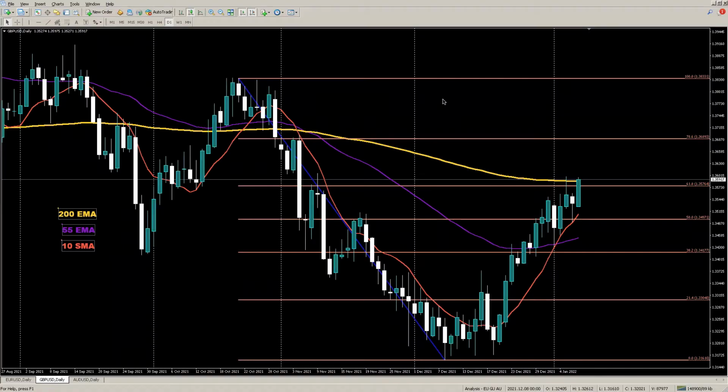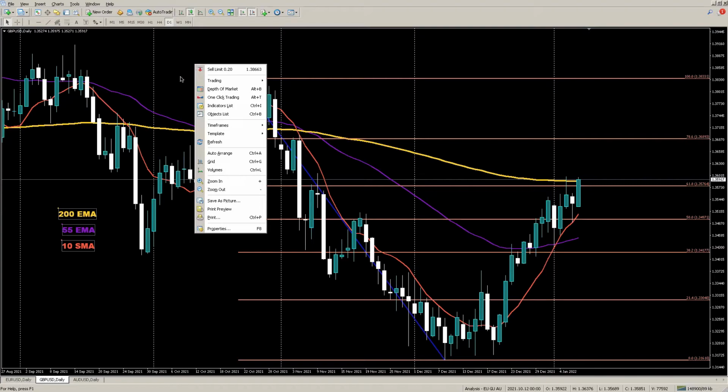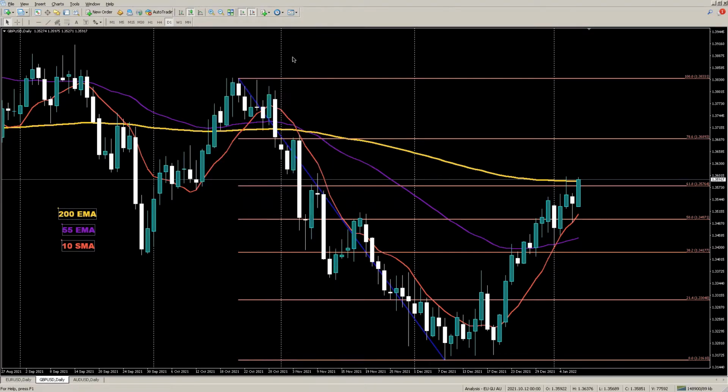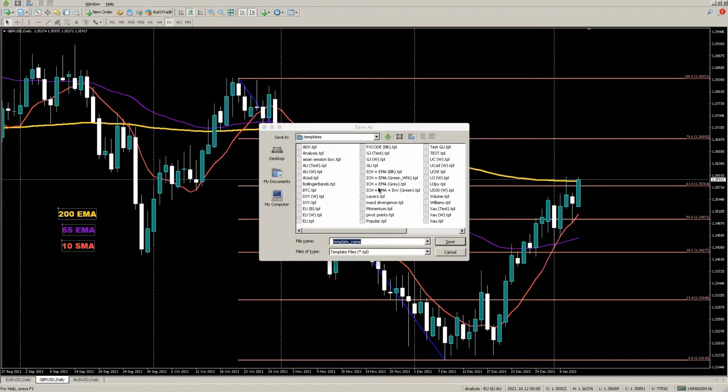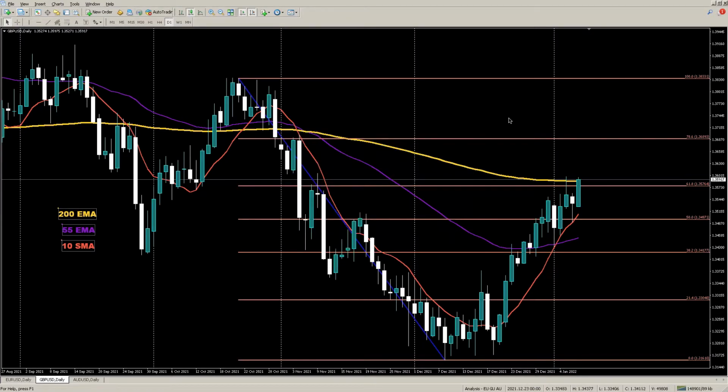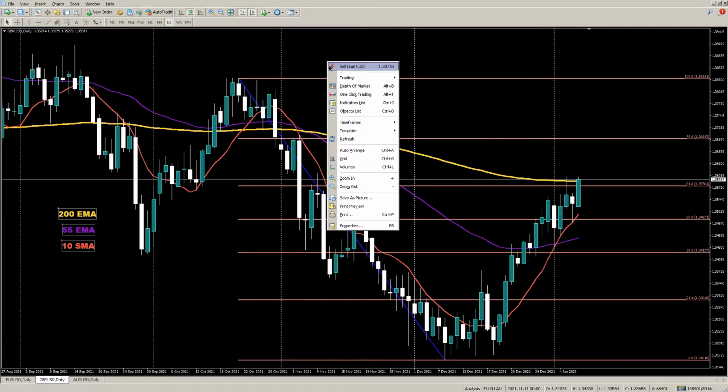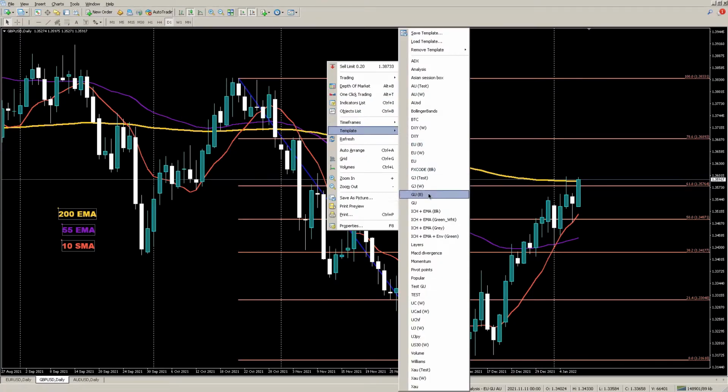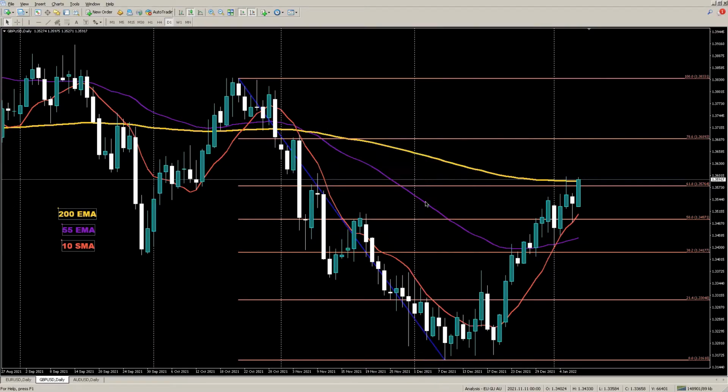Okay, and this week there's only very minor news at the end of the week with the UK GDP on Friday. All right, so let's save this for next week, and this is another template as well. And let's compare that with where we left off last year.